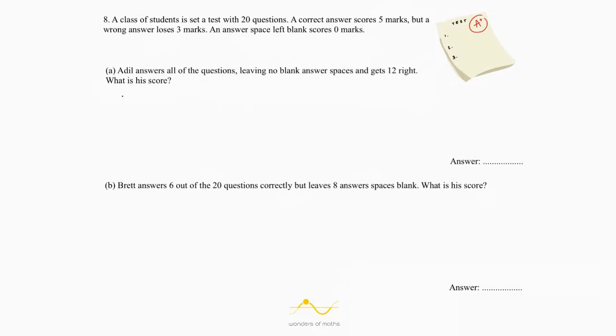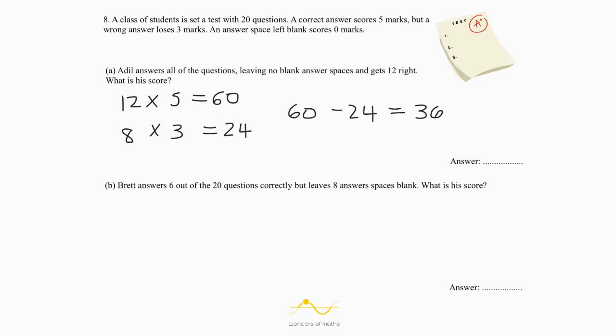To do this, we need to do 12 multiplied by 5, which gives us 60 points. We know that there are 20 questions in total, and he didn't leave any blank. So if he got 12 right, 20 minus 12 gives us 8 incorrect answers. To find the points he lost from his 8 incorrect answers, we need to do 8 multiplied by 3, which gives us 24. To find his total number of points, we need to do 60 minus 24, which gives us a final answer of 36.